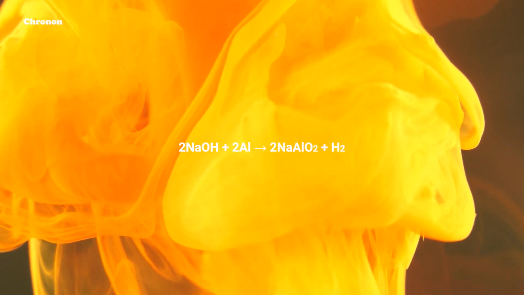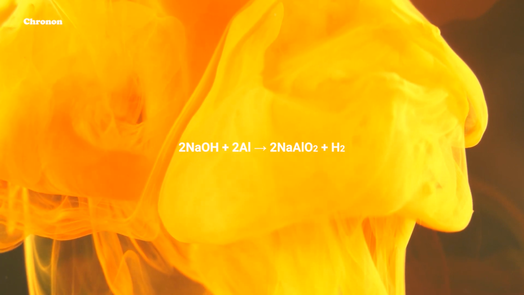For example, let's consider the reaction between sodium hydroxide, a commonly used base, and aluminium, a metal. In this reaction, sodium hydroxide reacts with aluminium to form sodium aluminate and hydrogen gas. The base sodium hydroxide accepts proton from the metal aluminium, resulting in the formation of metal salt, sodium aluminate, and the release of hydrogen gas.